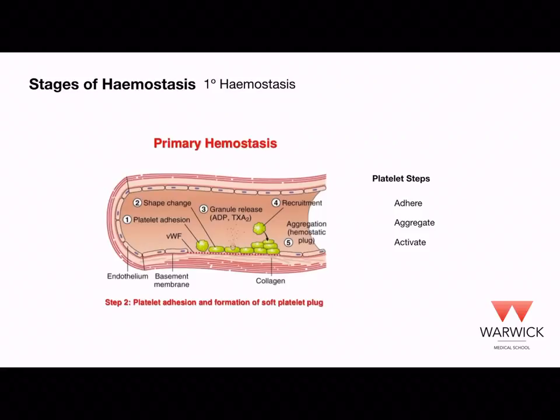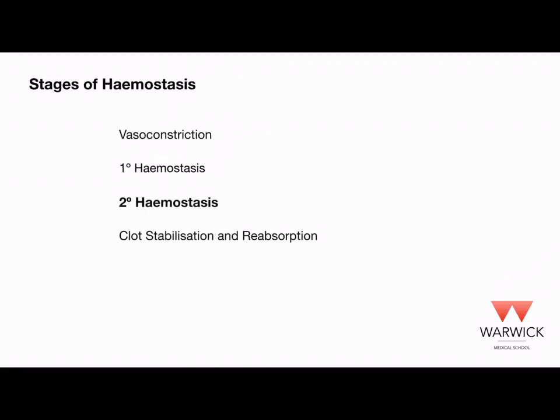So they will release things like ADP and TXA2. Now, TXA2 is thromboxane A2. It's just procoagulant. ADP is just a vasoconstrictor. TXA2, all it will do is just recruit more platelets. That's all it's doing. That's primary hemostasis. Dead easy.